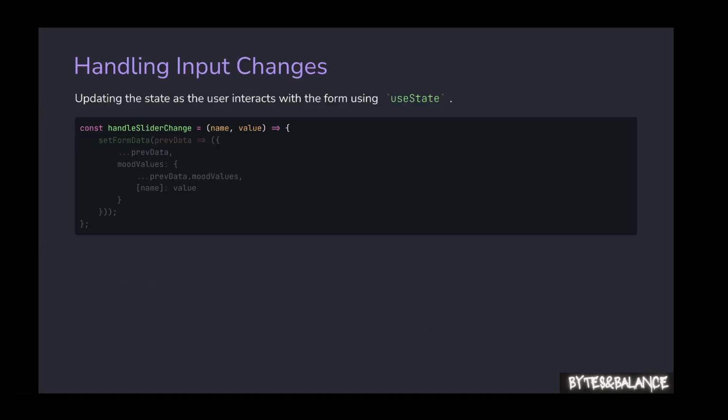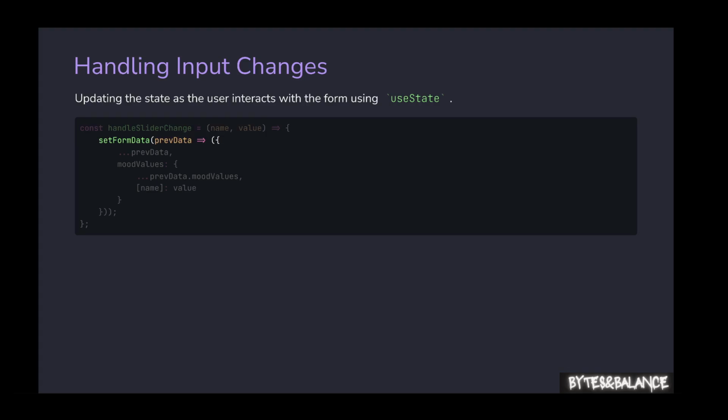We have a function called handleSliderChange. This function updates the mood value as part of our form data state. When a user adjusts a slider, handleSliderChange takes two arguments, name and value: the name of the mood being adjusted and the new value of the slider. So those are the arguments.